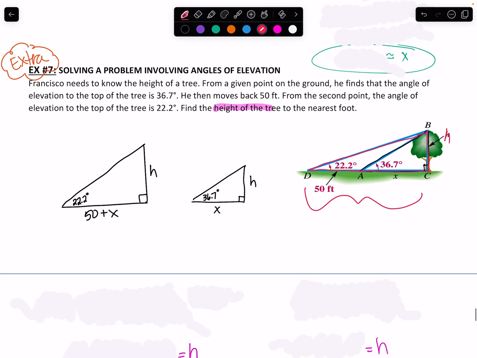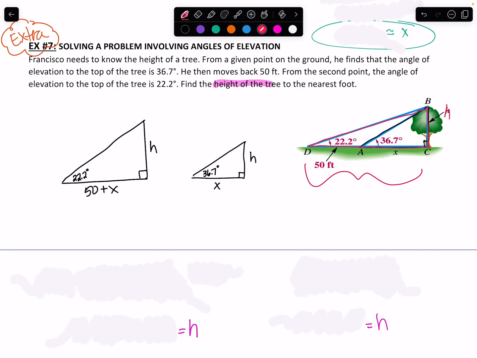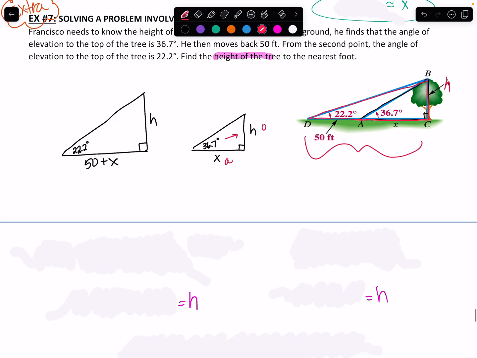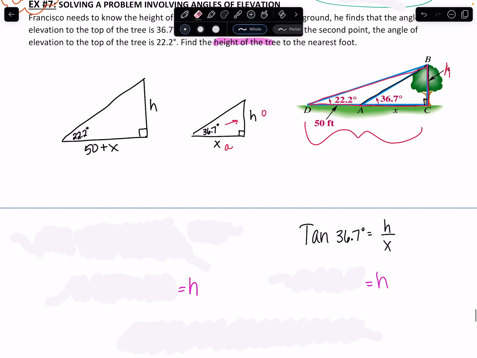Let's look a little bit more at these two right triangles. Remember, our goal is to solve and find the height of the tree. Now, if I'm looking at this smaller right triangle, it looks like I know the side that's opposite of the angle 36.7 degrees, and I know the side adjacent to that angle. So which trig function puts the opposite and adjacent side together in a ratio? Right? That would be tangent. So we can set up a tangent equation that says that tangent of 36.7 degrees is equal to the opposite side, which is our h, over the adjacent side, which they're calling x, right?